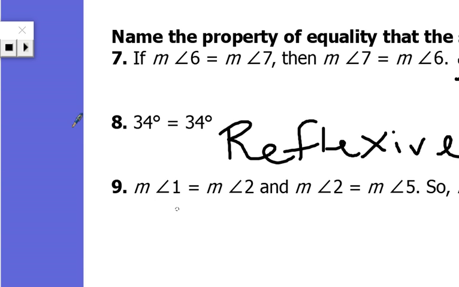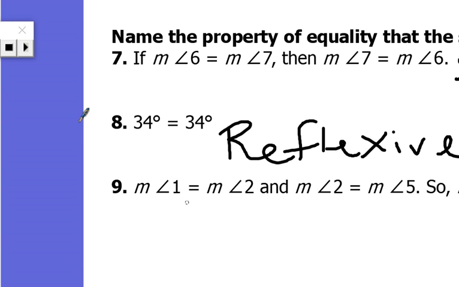And then last but not least, it says the measure of angle 1 equals the measure of angle 2. Also, the measure of angle 2 equals the measure of angle 5. So you think about the conclusion. If 1 equals 2 and 2 equals 5, 2 didn't change in this scenario.